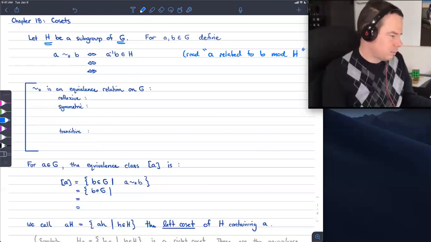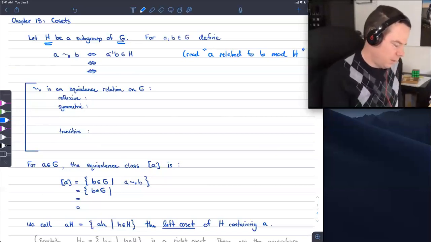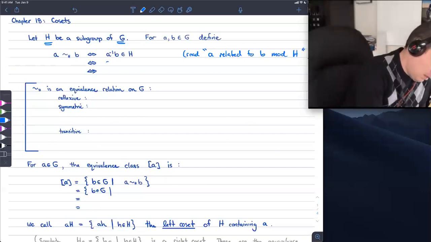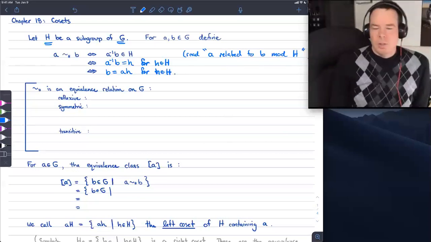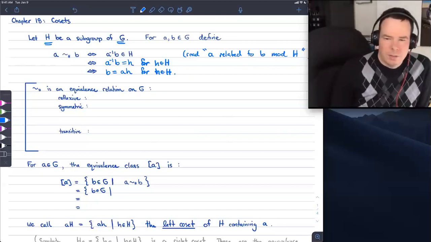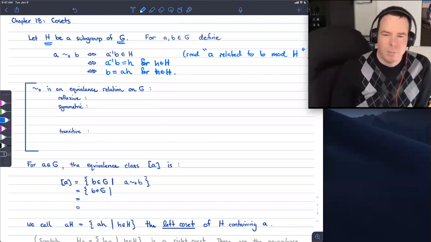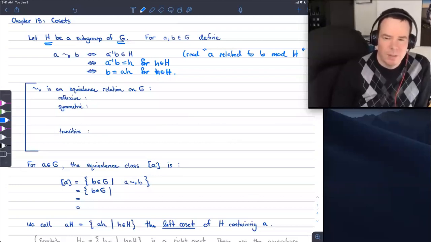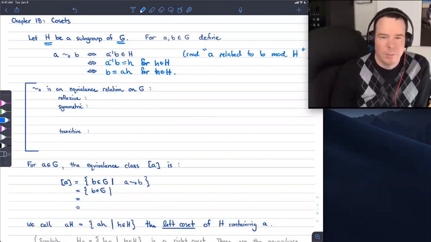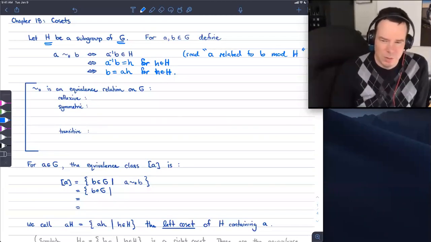So what does this give rise to? Well, what this means is that a inverse times b is equal to some little h in H. Or in other words, b is equal to a times h for some little h in H. So what this means is we say two elements are related modulo H if one of them is a multiple of the other one by an element of H. That's really what this is saying here. So differences in H, or one of them is a multiple of the other one by H.